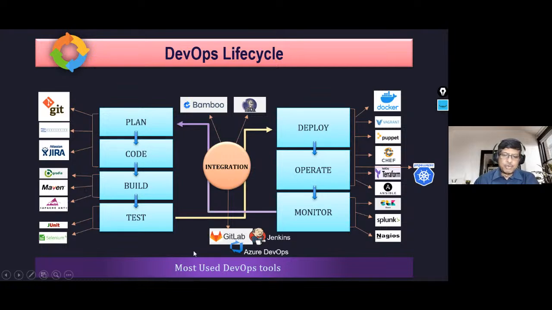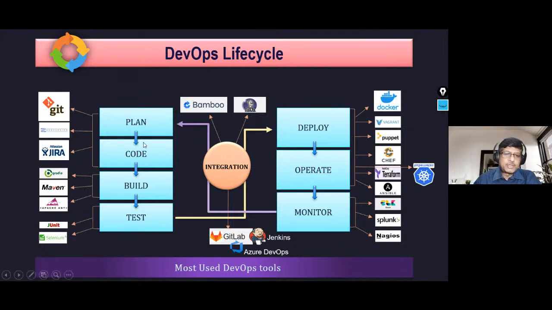So the most used DevOps tools, and you know that it's an iterative cycle. It is not a linear progression. It is iterative because at every stage we need to ensure that we are meeting with success. We should not fail at a very late stage.